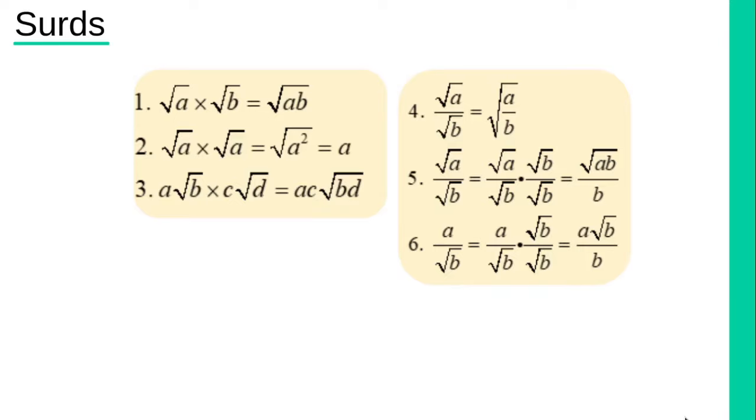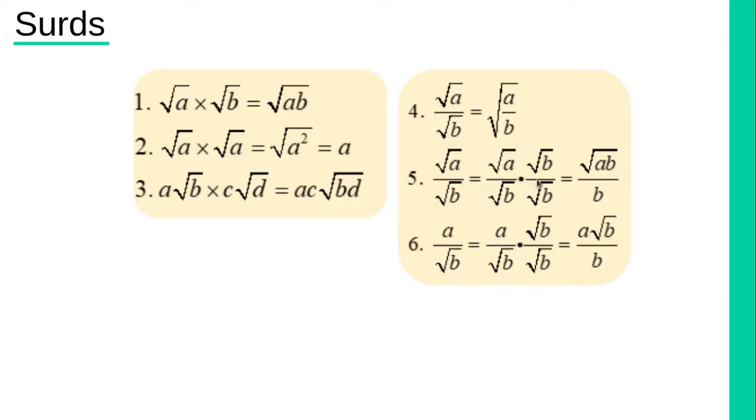These are the laws of surds, and they're actually very similar to the ones of indexes because every surd can be written as an index. What's useful here is knowing how to perform calculations like number 5. When we have the square root of a number divided by the square root of another number, we don't like having square roots on the denominator. Therefore, we take the same number and we multiply it by the denominator over itself. So this number is 1. Any number divided by itself is equal to 1. So that's why we have this equal sign.